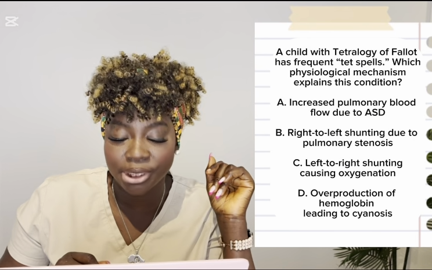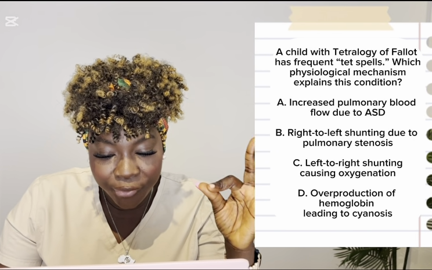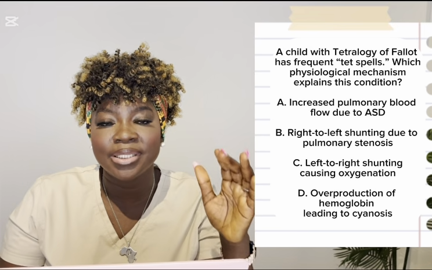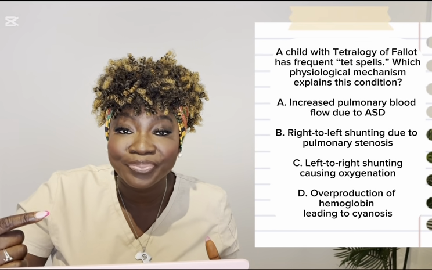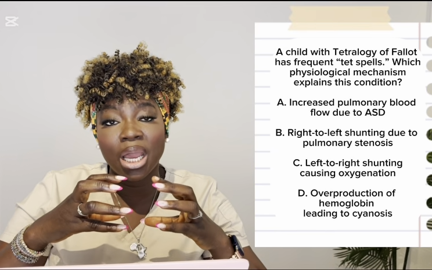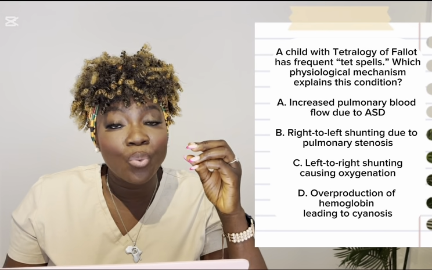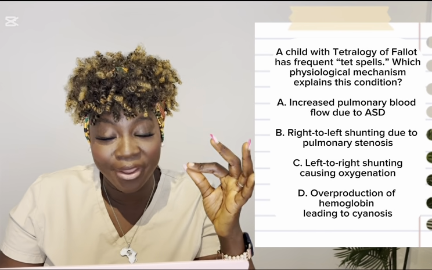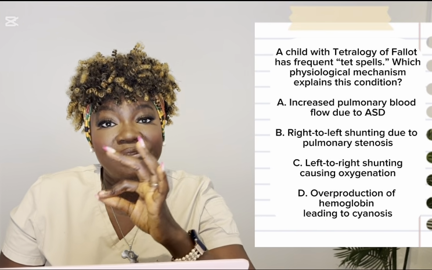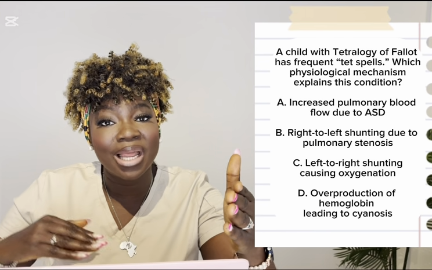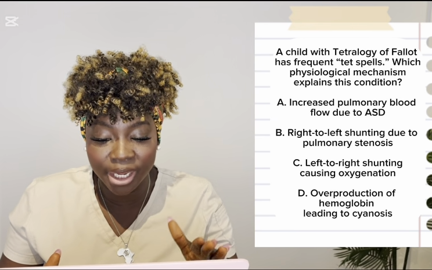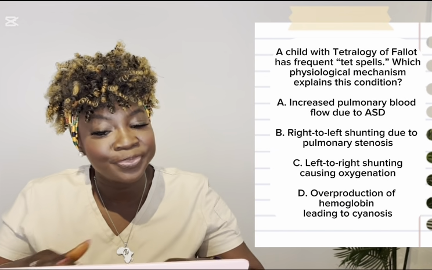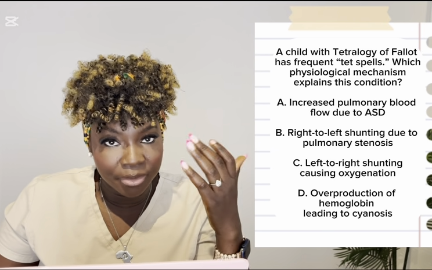So let's go through the wrong choices. The first choice says increased pulmonary blood flow due to ASD. ASD is atrial septal defect. Now, remember I told you we use PROVE to remember the 4 heart defects under Tetralogy of Fallot. So we do not have atrial septal defects under TOF. What we have is ventricular septal defect. PROVE, V, ventricular septal defect. So that makes A wrong. It says atrial septal defect, but we have ventricular septal defect in TOF. So that makes A wrong. And B is our right answer.